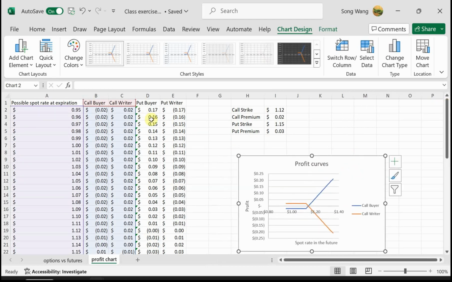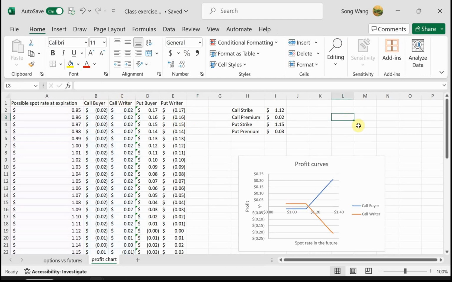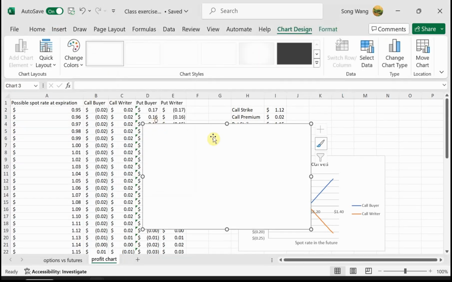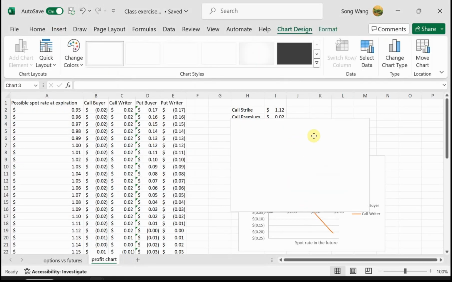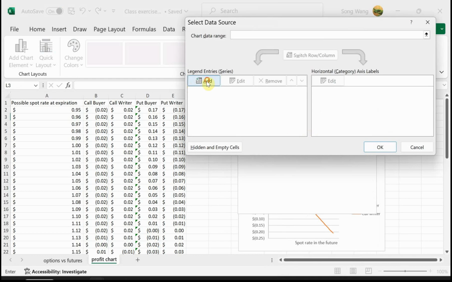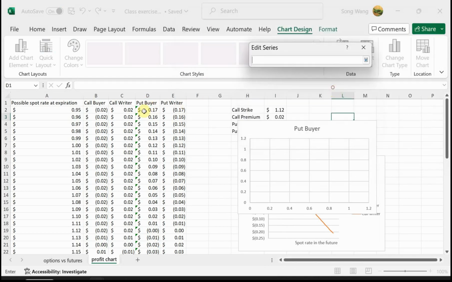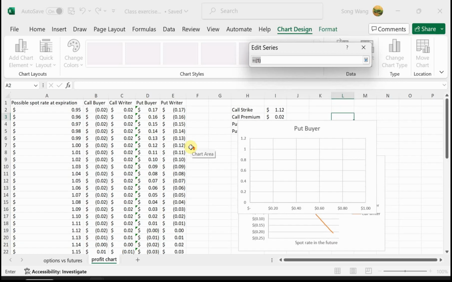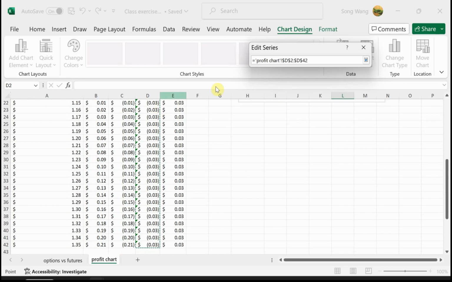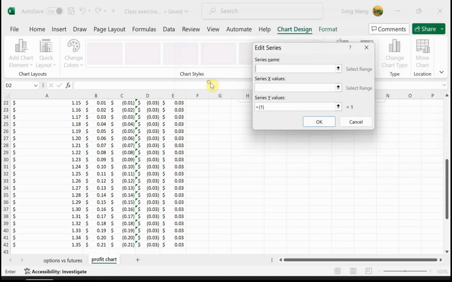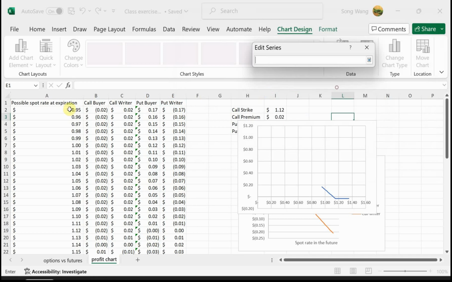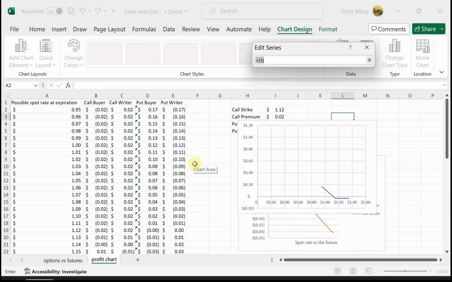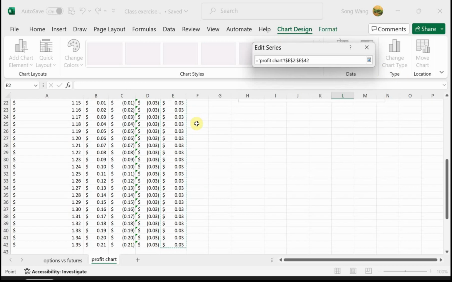And then you can do another chart. Click on the blank cell and insert the same type. Okay, right click, select data, add, put buyer. X value would be all these spot rates. The Y value would be all these profits. Add, put writer, X value, again all the spot rates, and Y value would be all these profits.